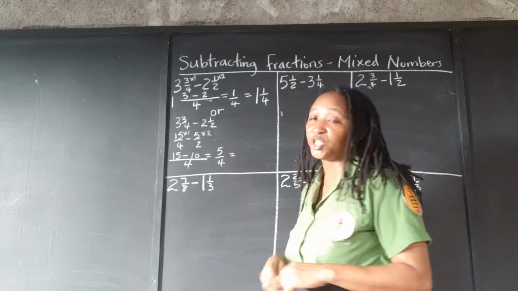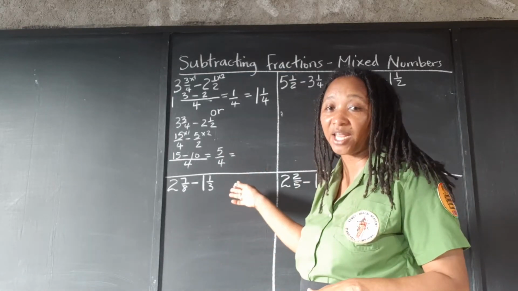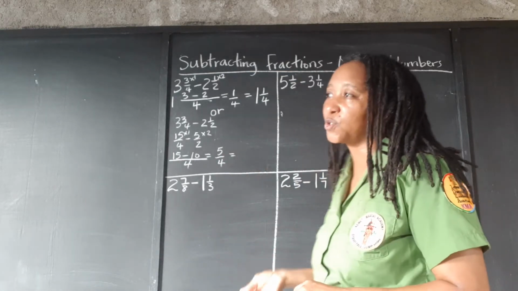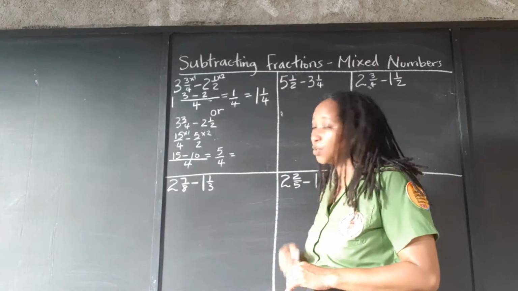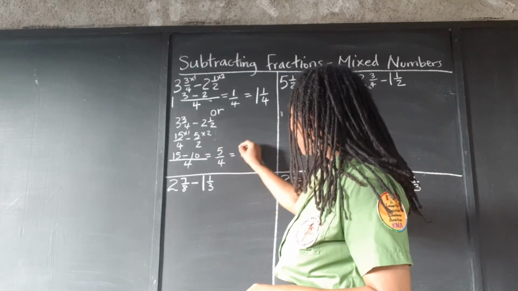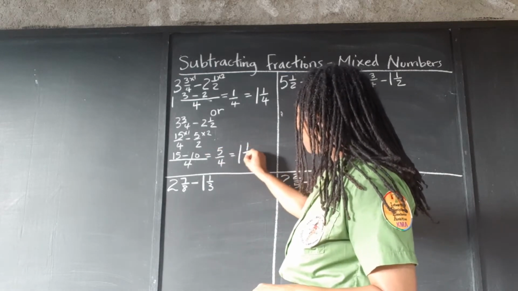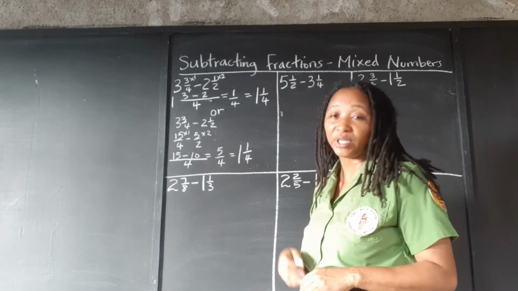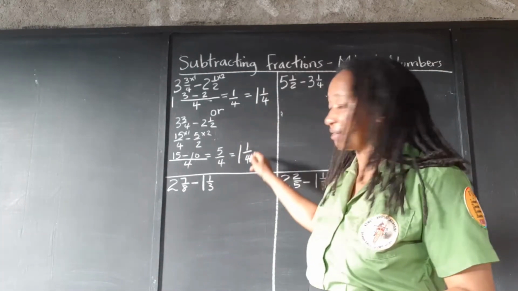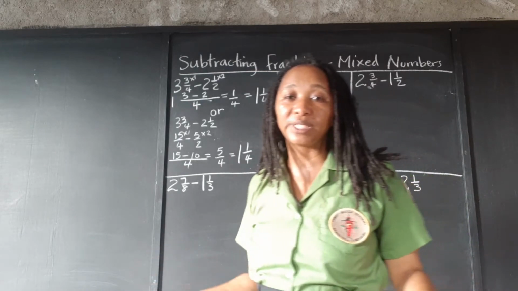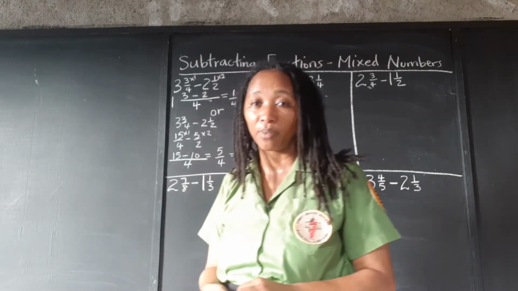And finally we change that back, because this is an improper fraction. We don't usually leave our answers in that form, so we change it back to a mixed number. 4 goes into 5 1 time, remainder 1, so 1 1/4. So you see that whichever of the methods you use, you should get back the same answer. They are just different routes to the same destination.